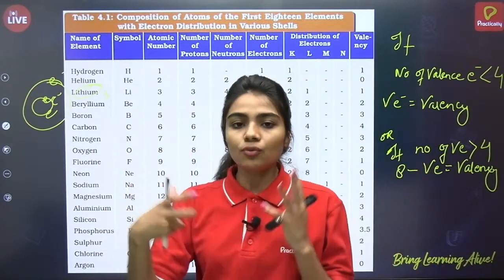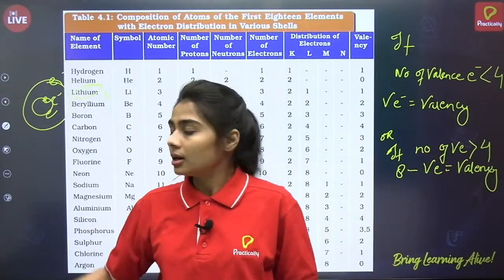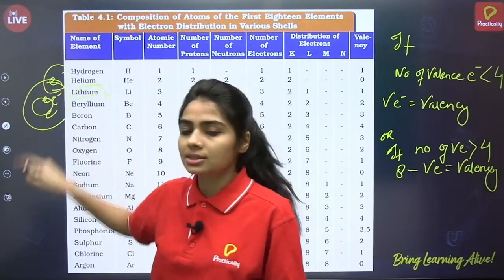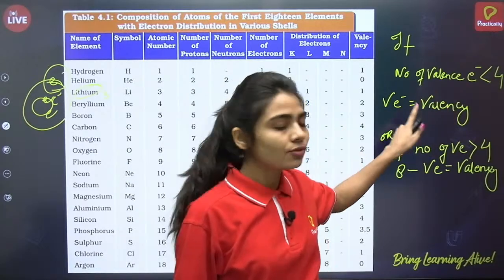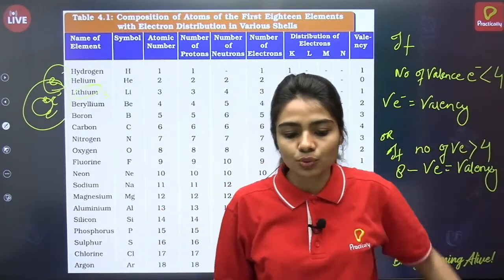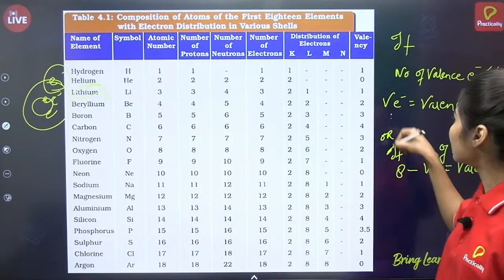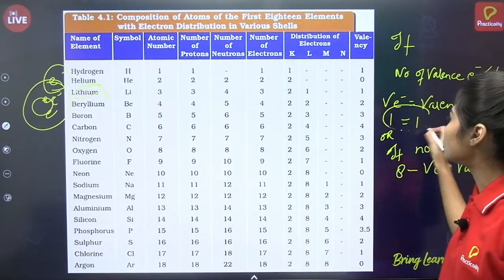Now, if we want to calculate by this trick, we have 1 valence electron, which is less than 4. So valence electron equals valency. That means valence electron is 1, so the valency will also be 1.